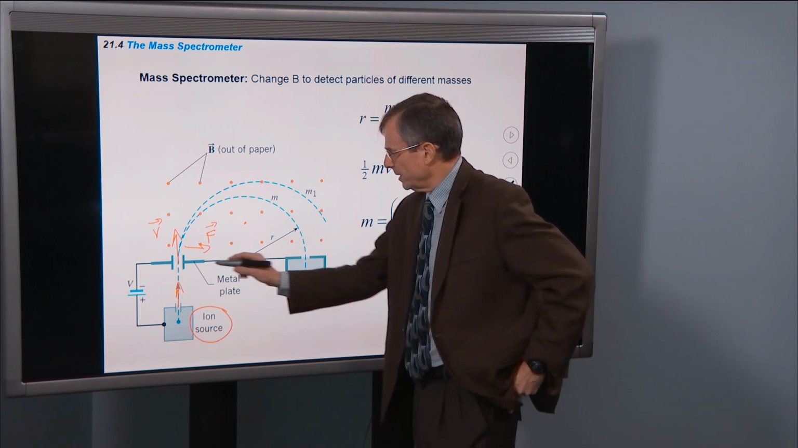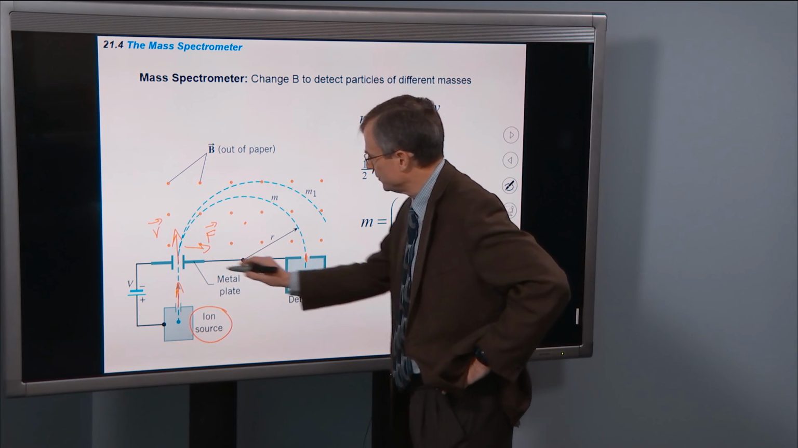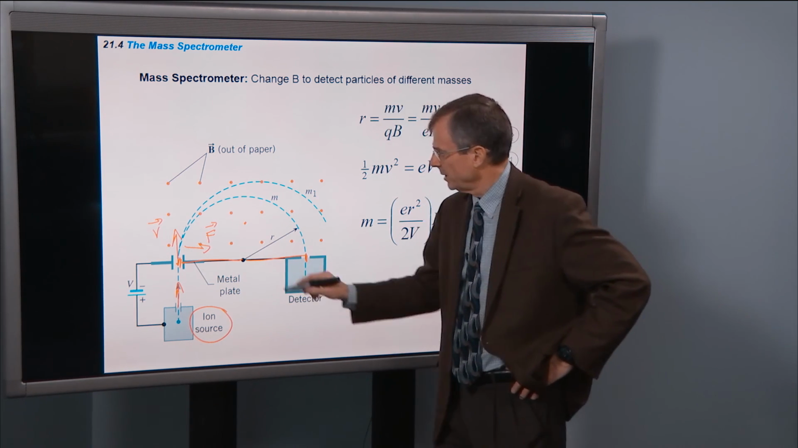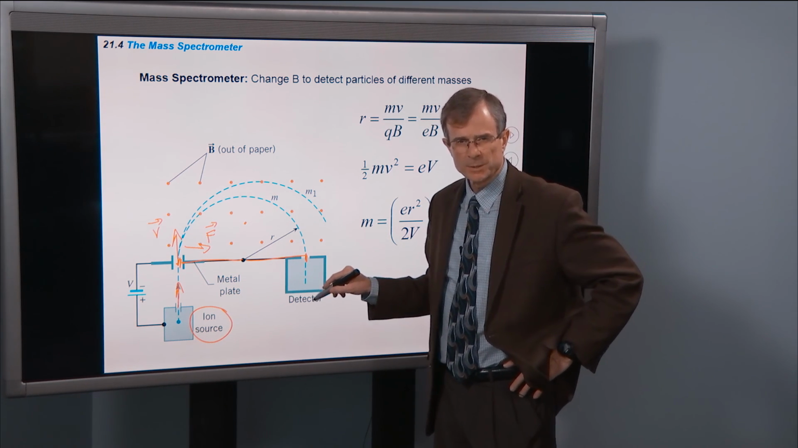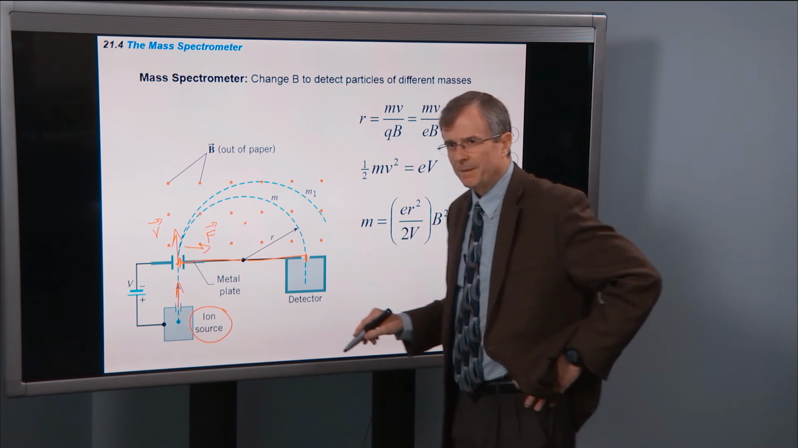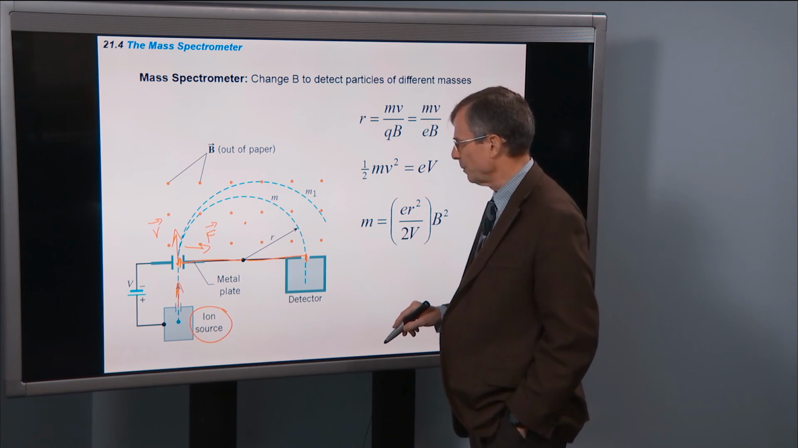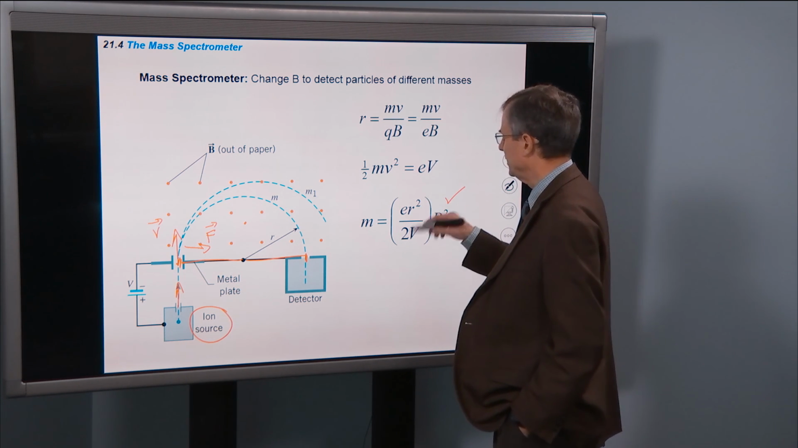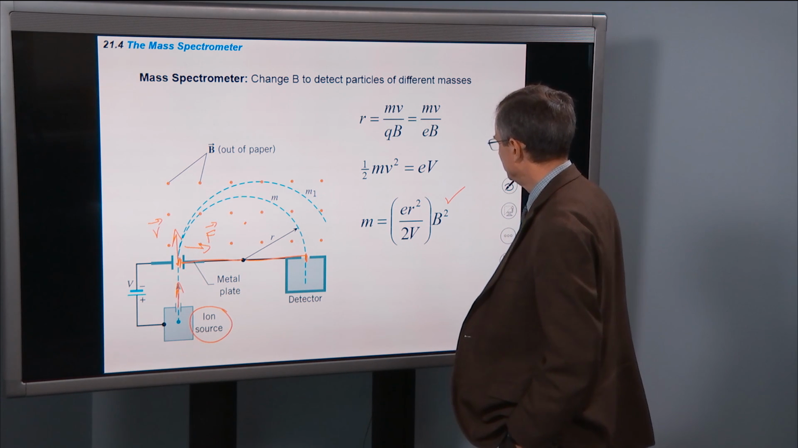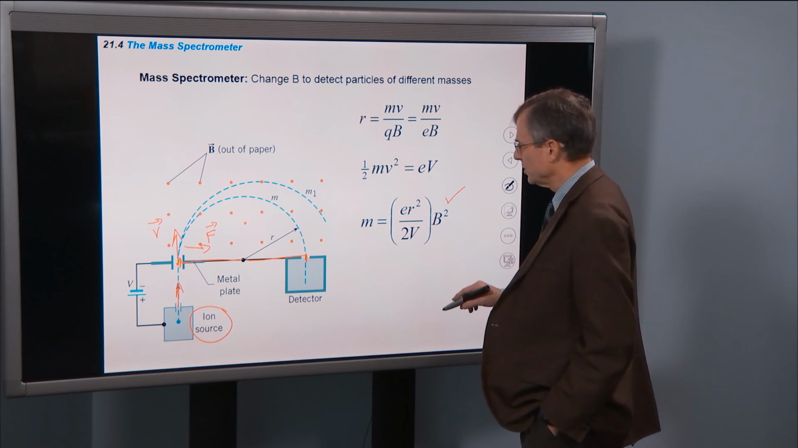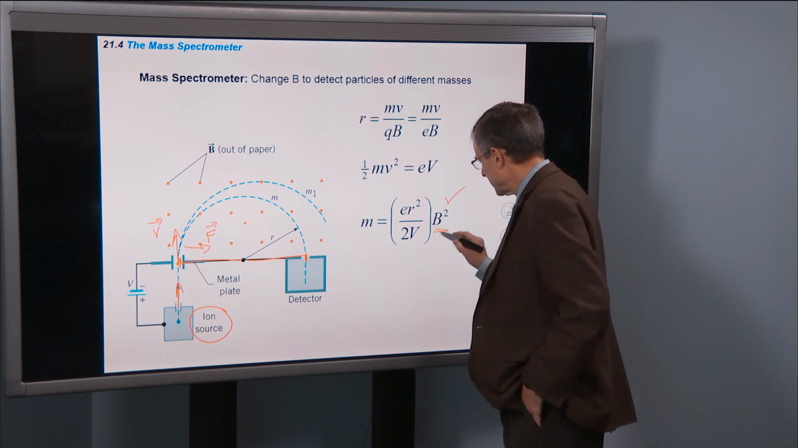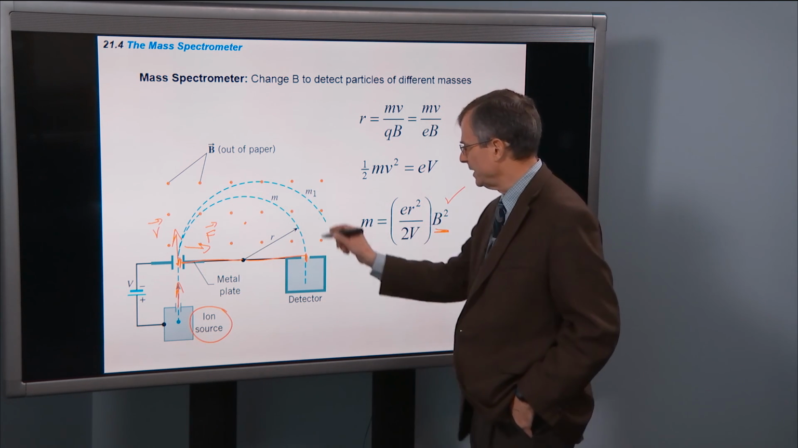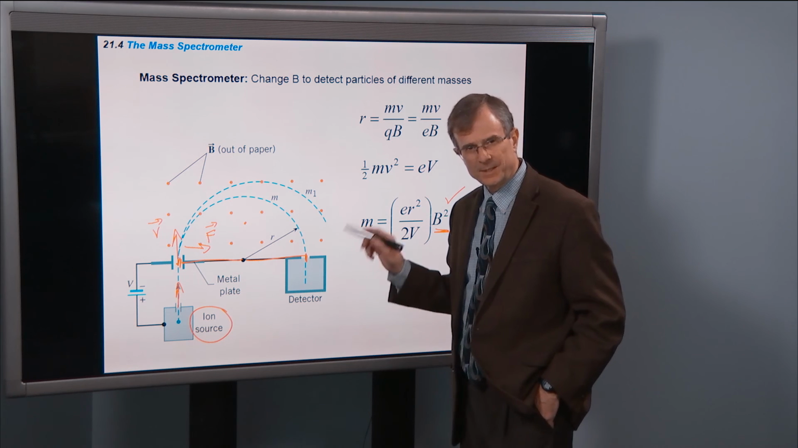And then there's a detector spaced at a distance of 2 times the radius of this circle. So here's one radius, here's 2 radii. You place that detector at a certain spot and you collect the particles. That allows you to determine what the mass of the particles is because you know the magnetic field, you know how fast it's going initially, and you're determining the radius. So basically what you do is you adjust the magnetic field until the particle of interest enters the detector.